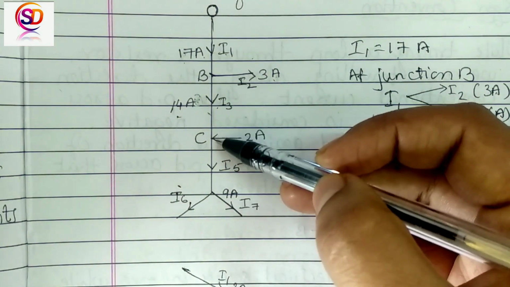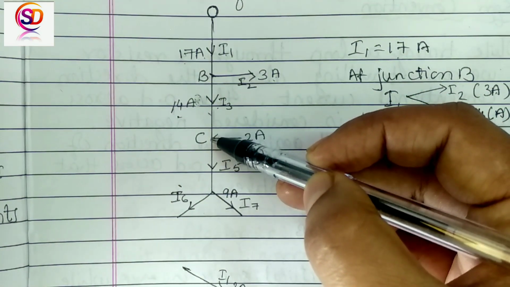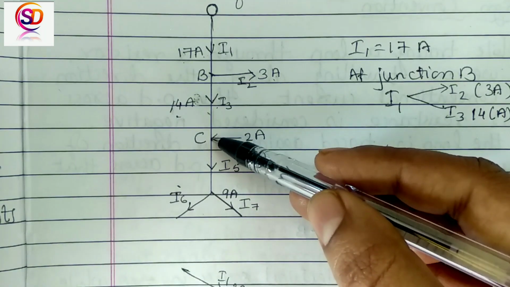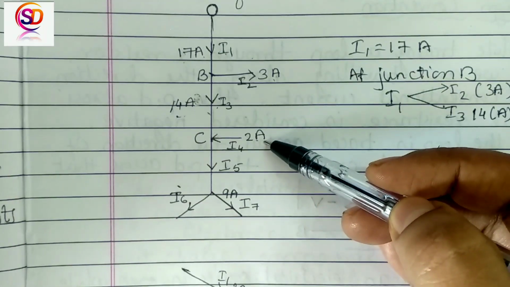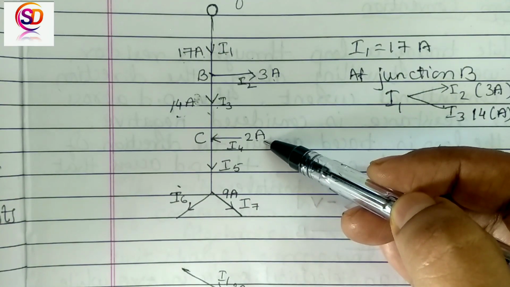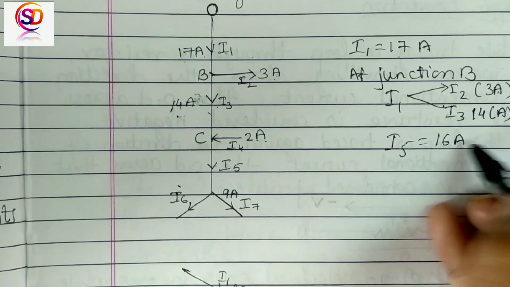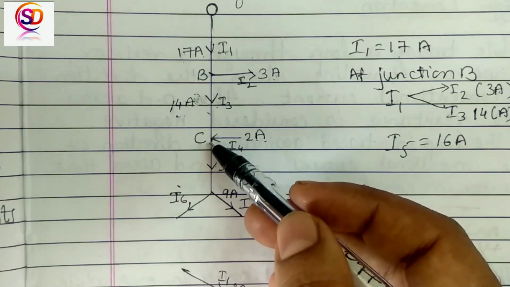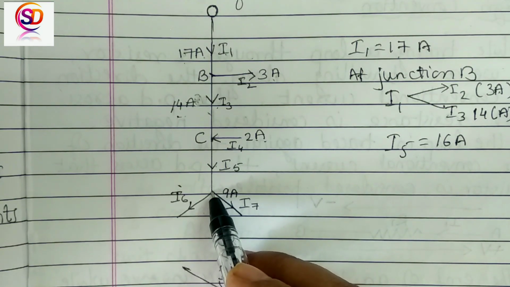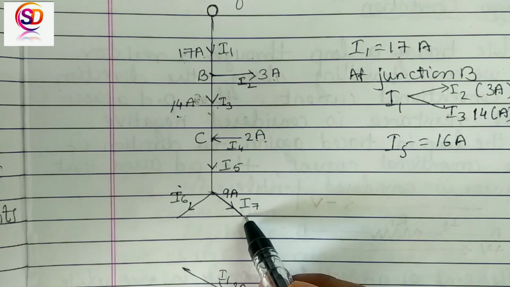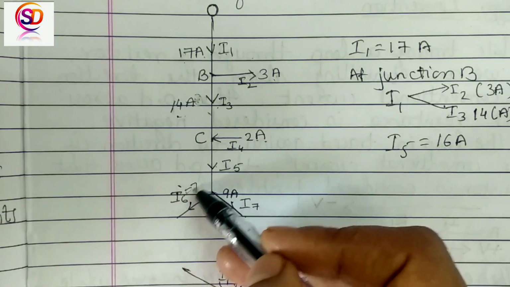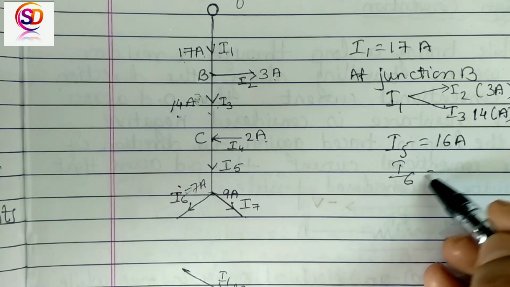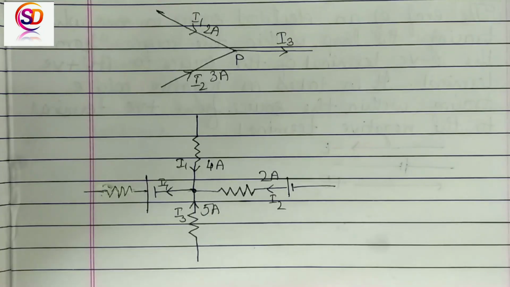Now I3 flows and meets at the junction C. From there I4 is also coming towards the junction C, so you have to add them. 14 plus 2 becomes 16 ampere. Now I5 will be 16 ampere. If you proceed further, when it reaches this junction, of the 16 ampere, 9 ampere flows through I7. So 16 minus 9 means how much? Now I6 became 7 ampere. So the I6 value will be 7 ampere. Two more examples by applying Kirchhoff's first law.